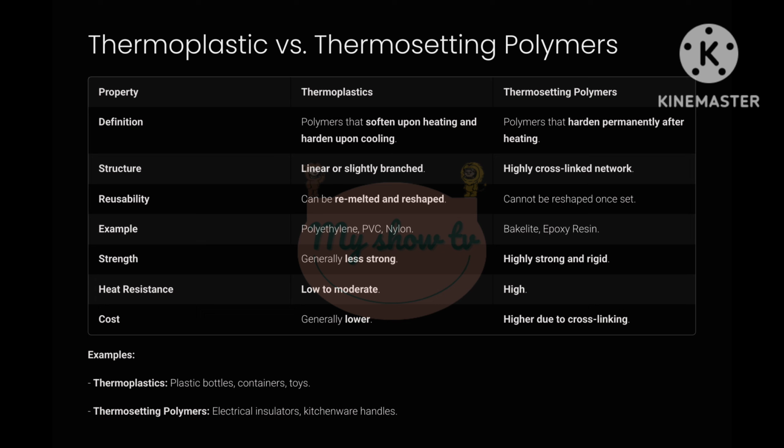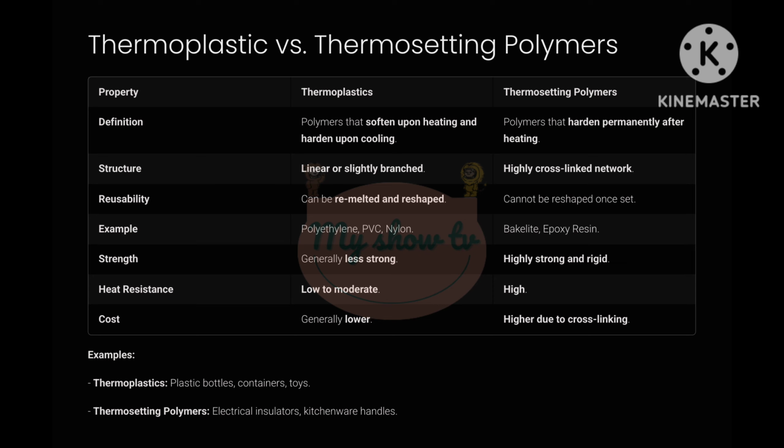3. Reusability. Thermoplastics, recyclable and reusable after melting. Thermosetting, not recyclable, permanently set after curing. 4. Examples. Thermoplastics, polyethylene, PVC, nylon. Thermosetting, bakelite, epoxy resin. 5. Strength and durability. Thermoplastics, less strong but more flexible. Thermosetting, highly strong and durable.